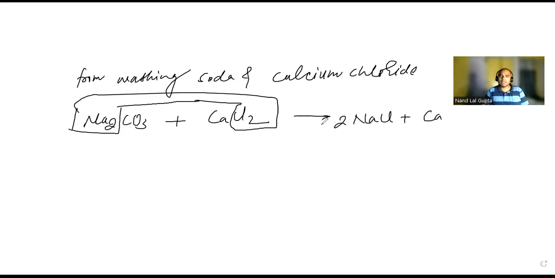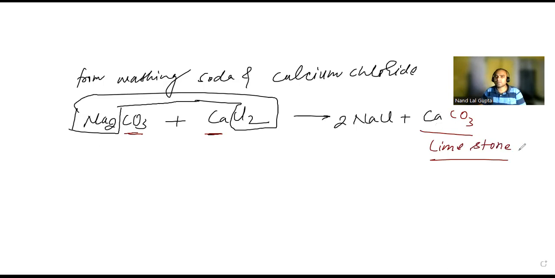form? Ca. This is the Ca part, and this is the carbonate, so this is CaCO3. This is going to be our limestone. This compound is what is going to be called limestone, and sodium carbonate is what is known as washing soda. So this is the method. Please have a note of it.